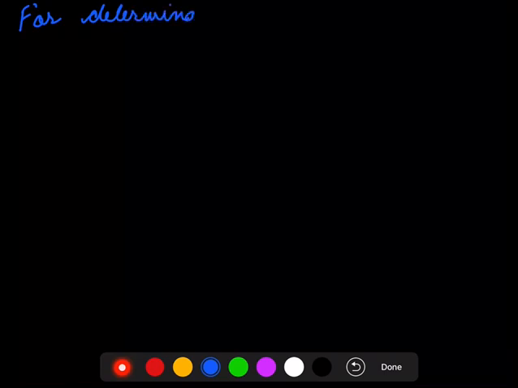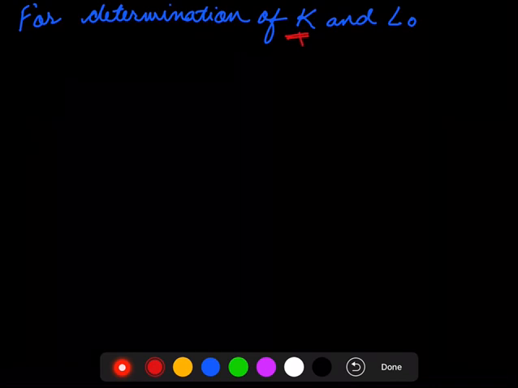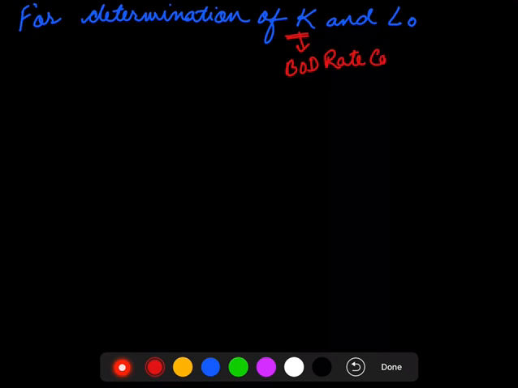So for determination of K and L naught. What is K? K is the BOD rate constant, and L naught is your ultimate BOD. So how to determine this?